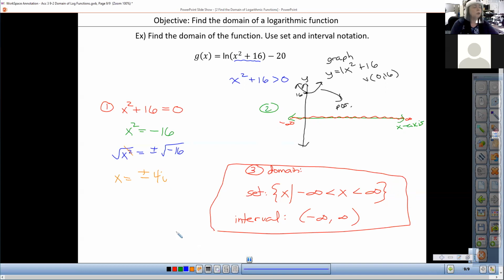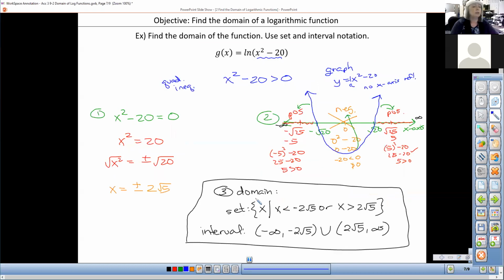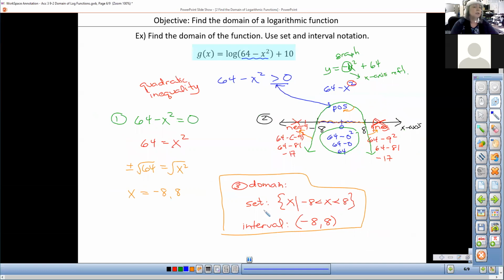So logarithm functions are kind of interesting, especially when you have a quadratic argument expression. You can have several different options. Sometimes you might end up with a domain of the set of all real numbers, like here. Sometimes you might end up with only 2 intervals, and sometimes you'll end up with 3, where the outside intervals are the domain, and sometimes the inside interval is the domain.